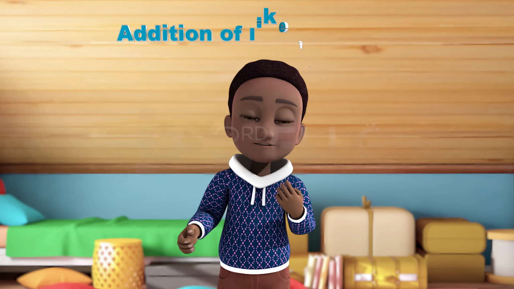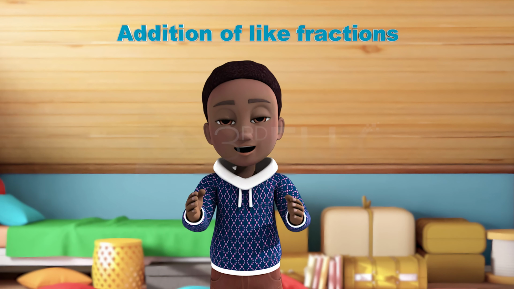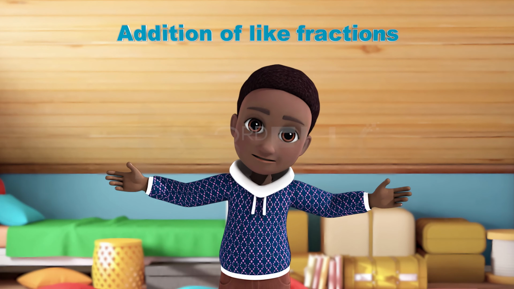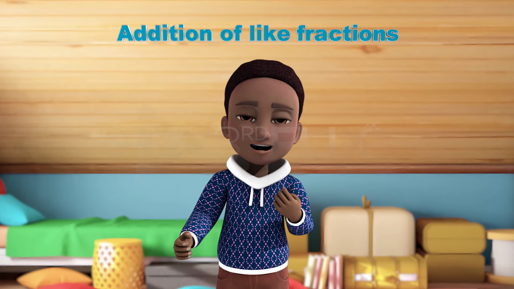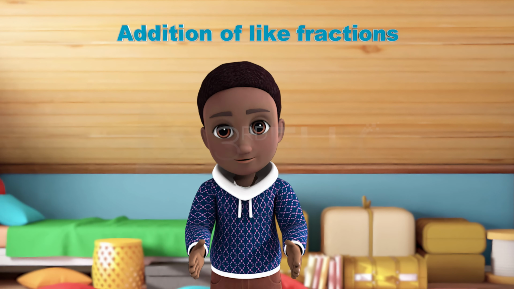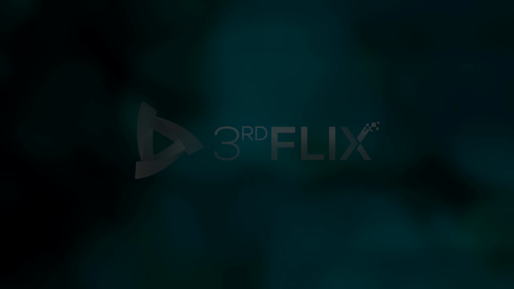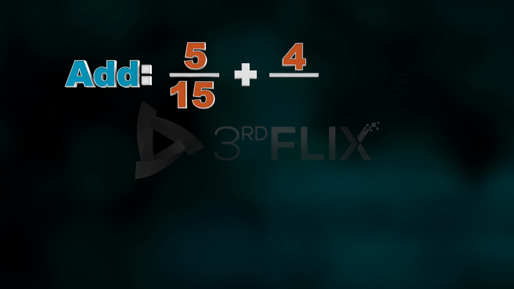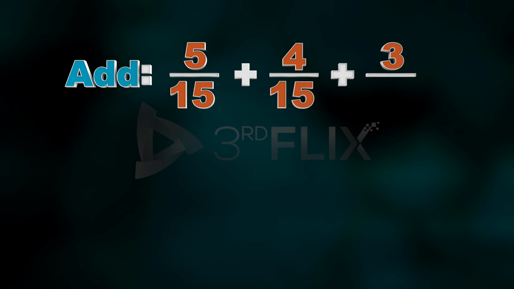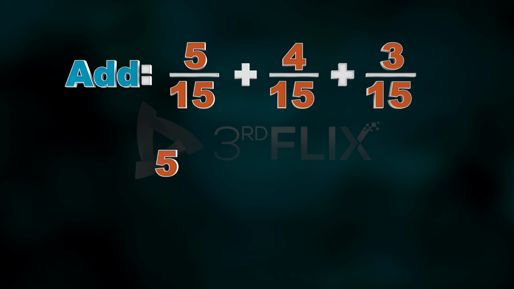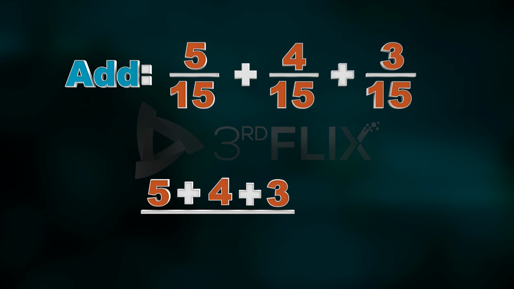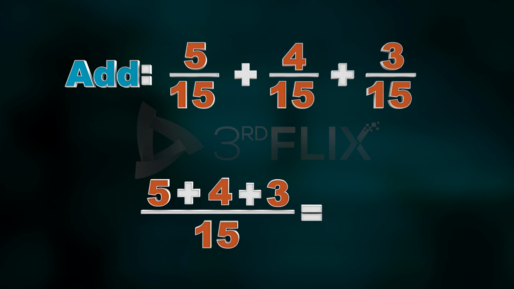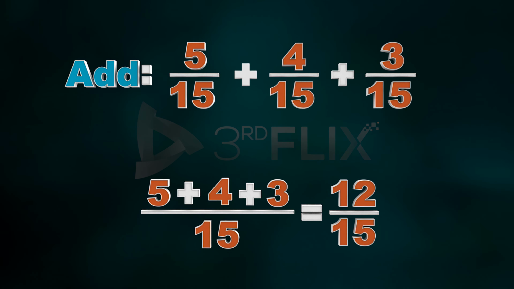Addition of like fractions. To add two or more like fractions, add all the numerators and put the sum over the same denominator. Add 5 by 15 plus 4 by 15 plus 3 by 15. 5 plus 4 plus 3 by 15 is equal to 12 by 15.